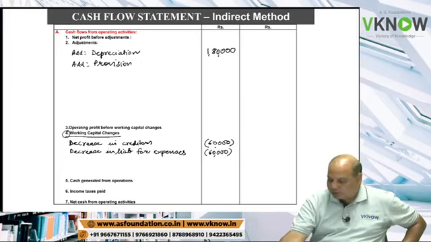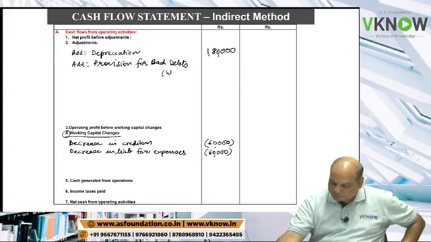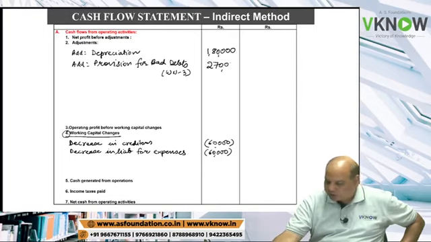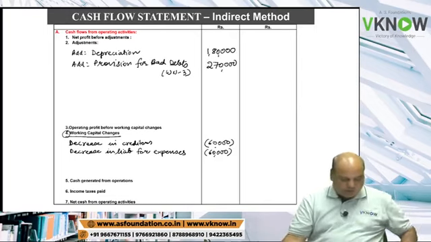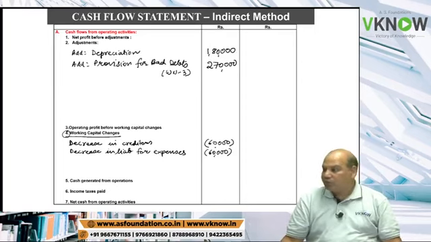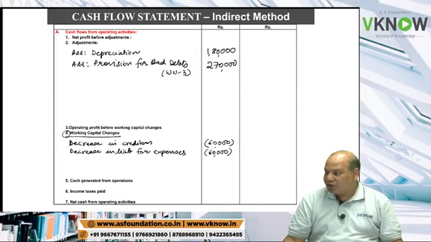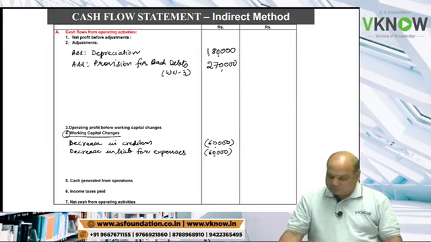We will add back provision for bad debts. Working note number 3, amount is 2,70,000. Amount is 2,70,000. Venu Gopal is right. Jain is right. Tanya is right. Bansode is right.